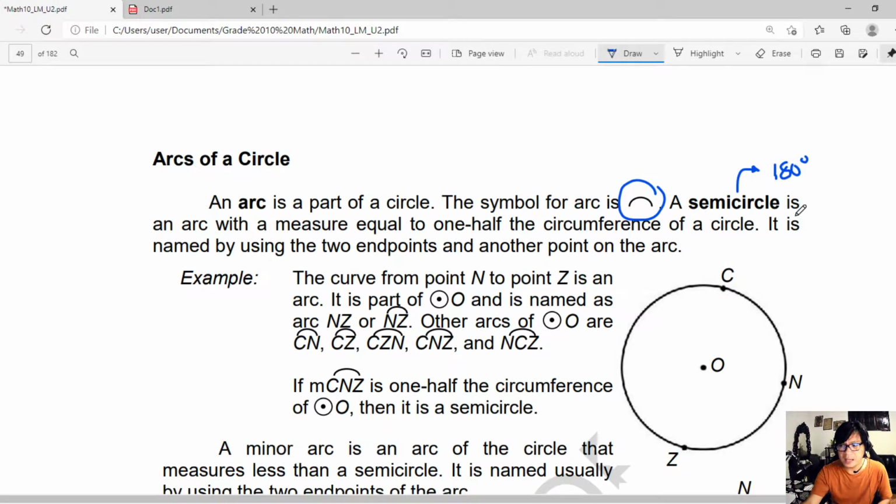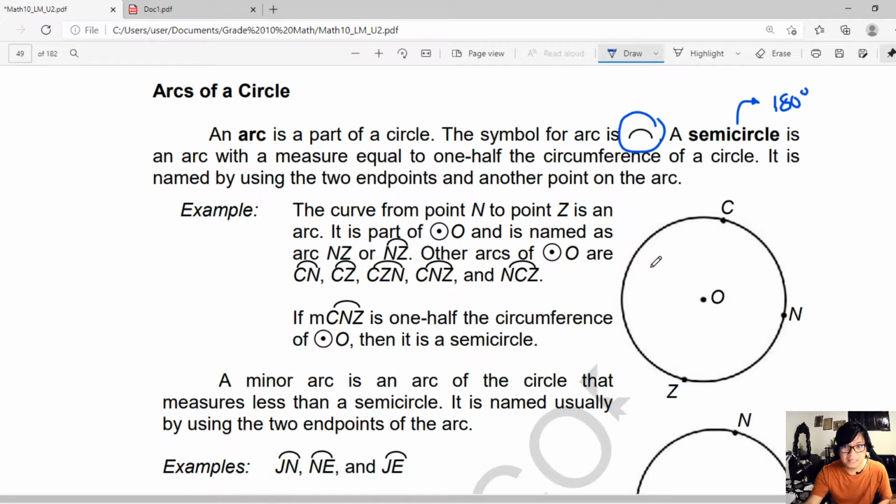In describing a minor arc, only 2 letters are used. But for a semicircle and a major arc, we will use 3 letters in describing them. For example, the curve from point N to point Z is an arc. It is part of circle O and is named arc NZ. This NZ can also be called arc NZ, or written with the arc symbol above the two letters.